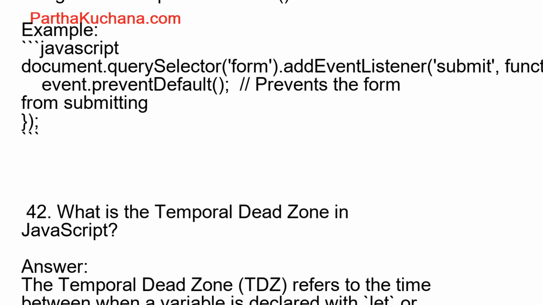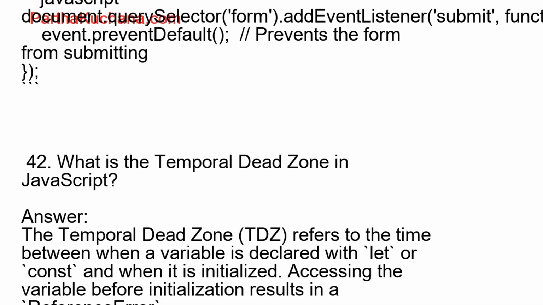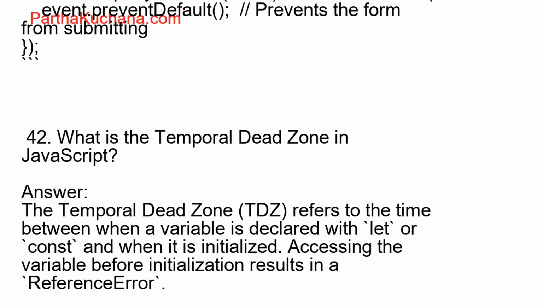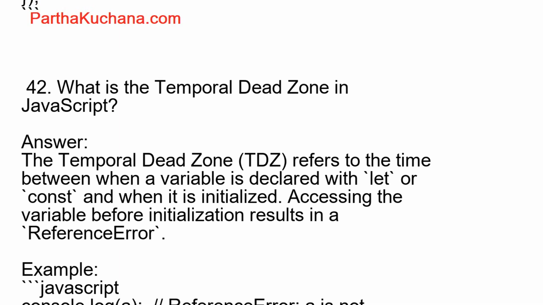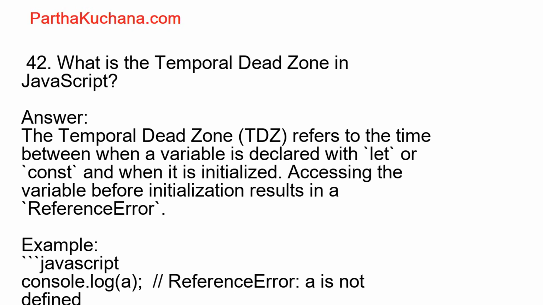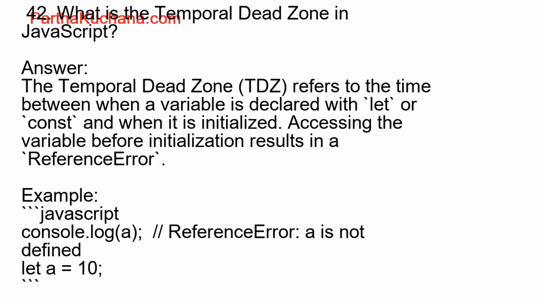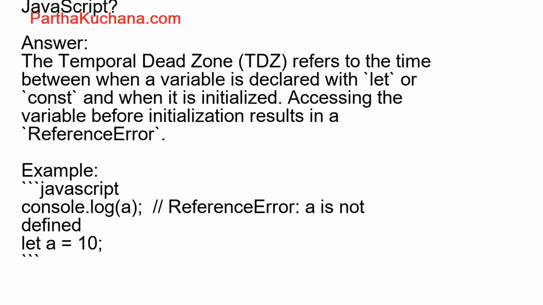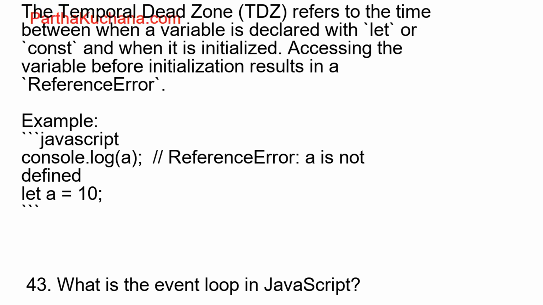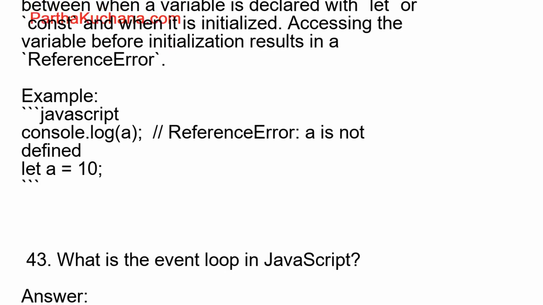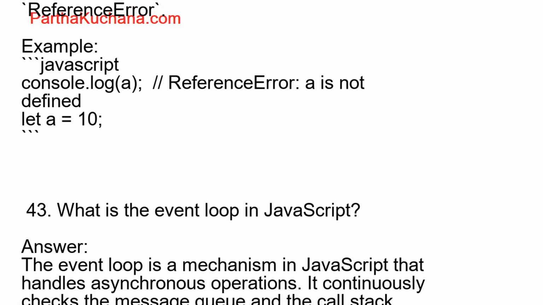45. What is the difference between == and === in JavaScript? Answer. ==, loose equality, compares two values for equality after performing type coercion. ===, strict equality, compares two values for equality without type coercion, meaning both the type and value must be the same. Example, JavaScript. console.log(1 == '1'); // true, loose equality. console.log(1 === '1'); // false, strict equality.